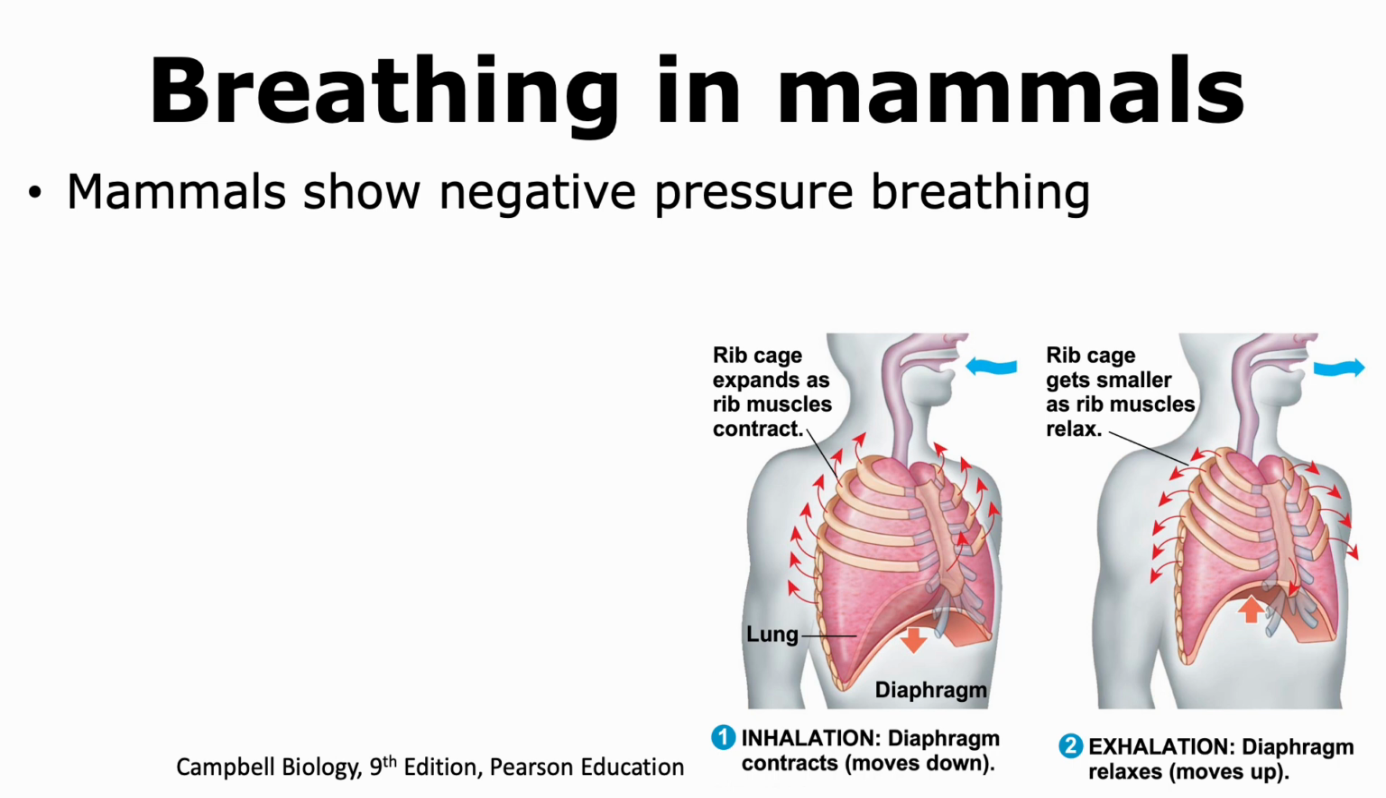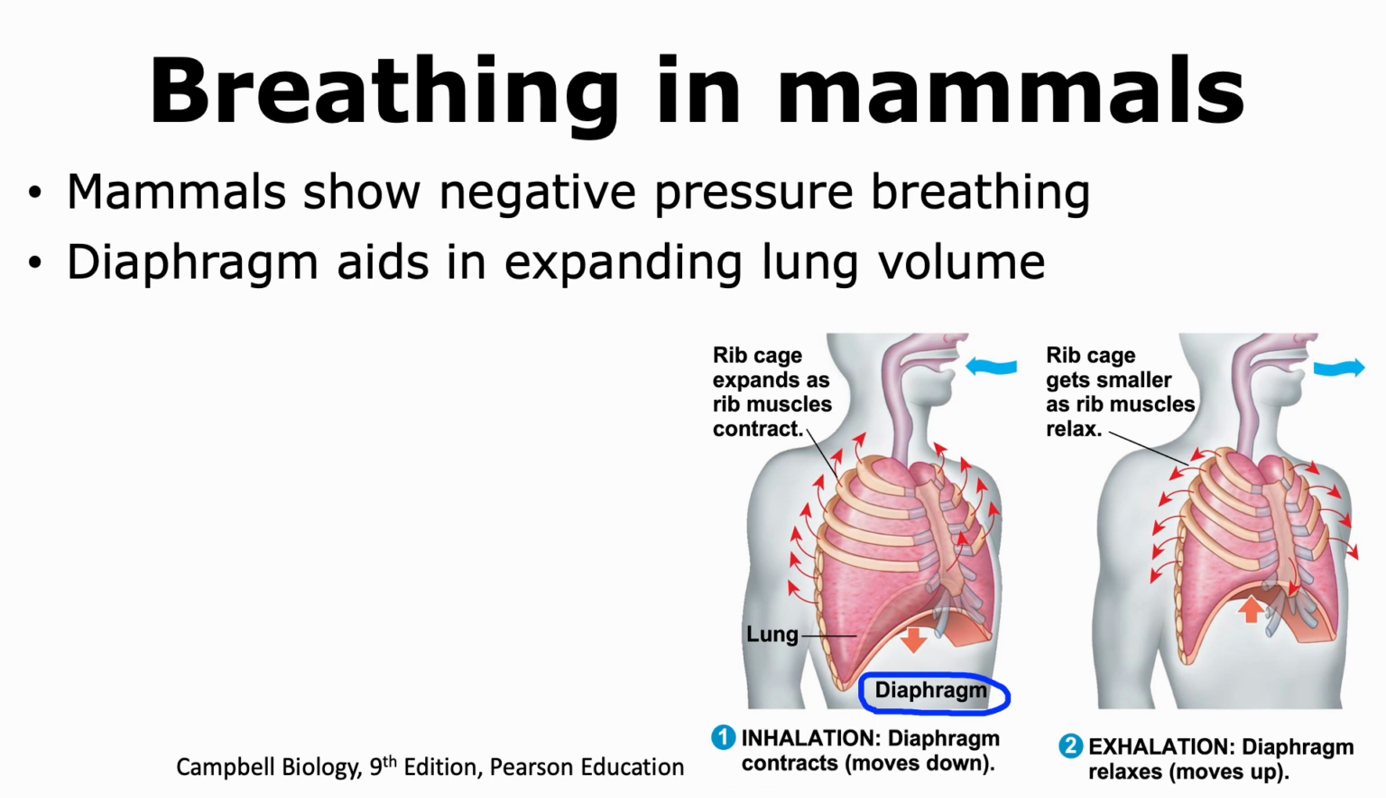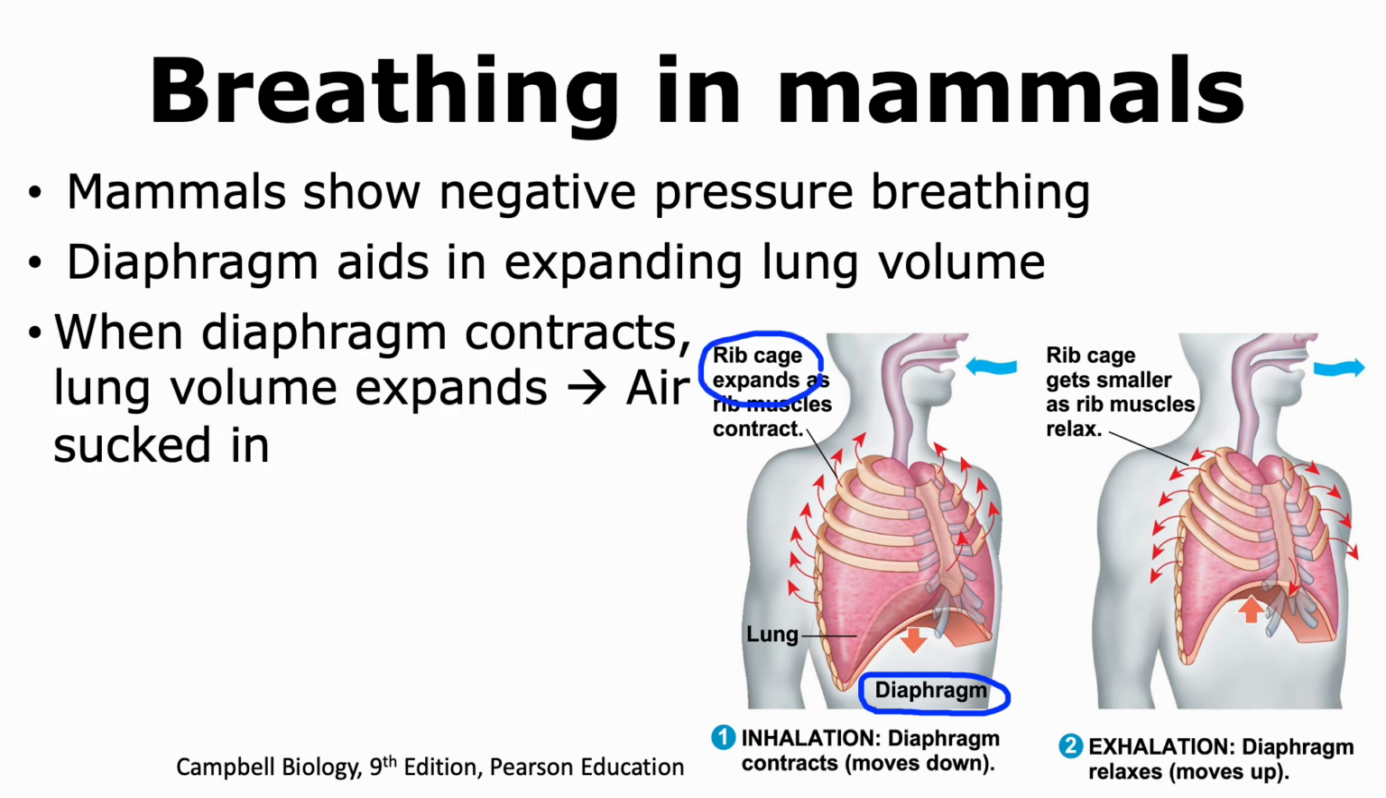Mammals, on the other hand, show negative pressure breathing. They utilize a structure called the diaphragm in breathing. The diaphragm aids in expanding or increasing the lung volume. When the diaphragm contracts, the muscles that are present near the lungs and the ribs also contract, and this causes the lung volume to expand or the lungs to become a little bigger. This results in air being sucked in.